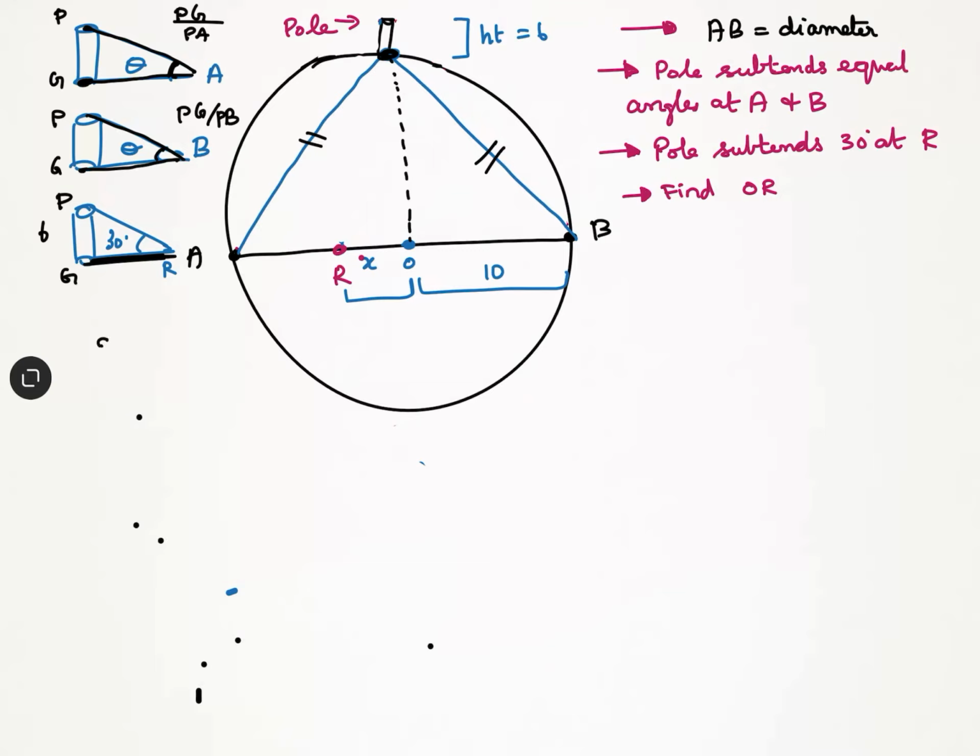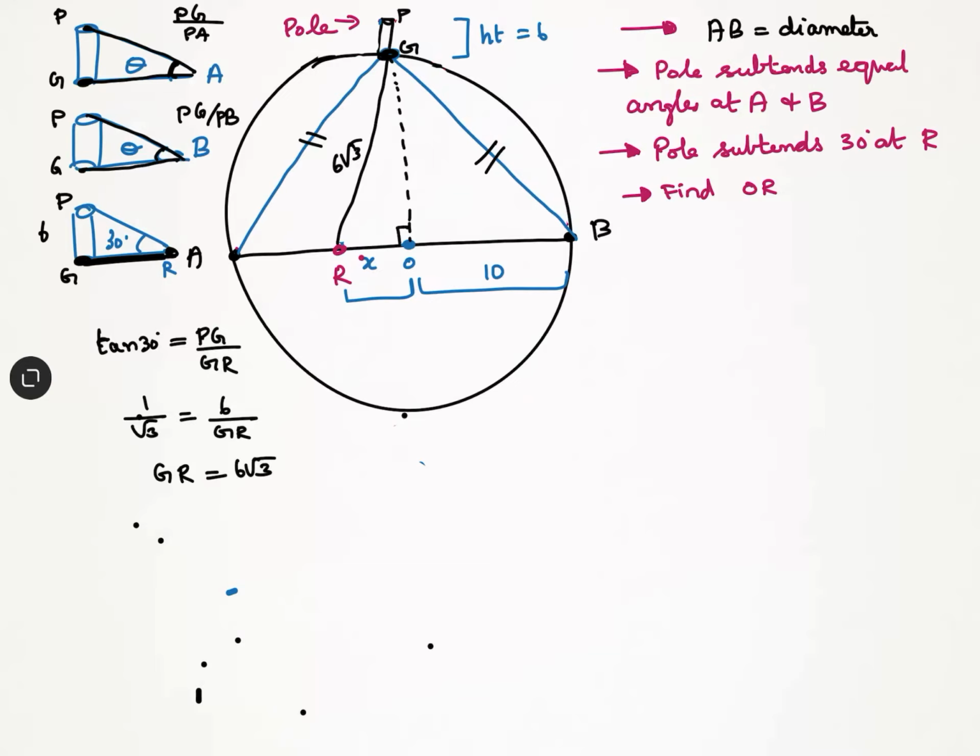I can say that tan 30 degrees is equal to the opposite side PG by the adjacent side GR. What is tan 30? 1 by root 3 is given by PG, which is 6, by GR. So my side GR is given by 6 root 3. But what is GR? GR is nothing but the line connecting the base of the pole to the point R. In other words, this point is 6, this particular line between G and R is 6 root 3.